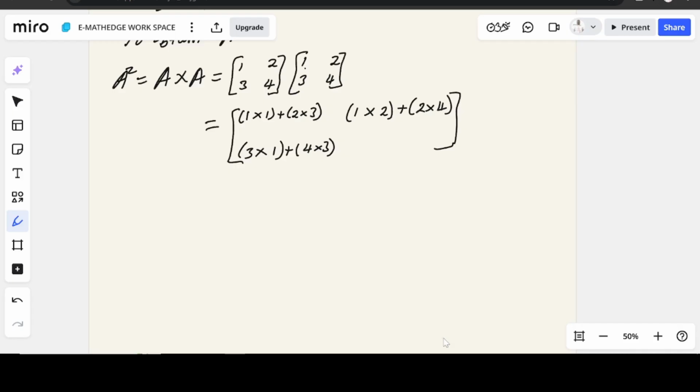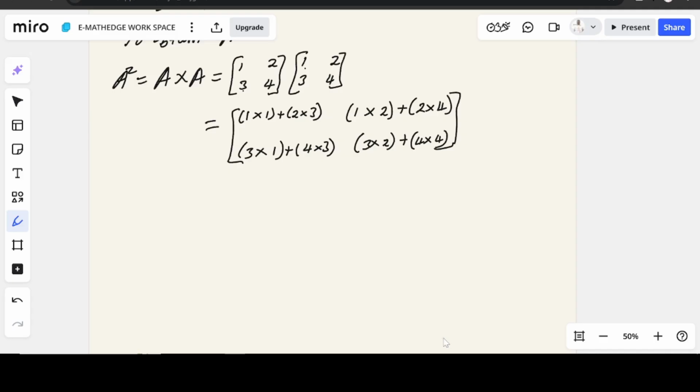The next one is to obtain the element in the second row, second column. For us to achieve that, we pick the elements in the second row of the first matrix, multiply by the elements in the second column of the second matrix. So it's going to give us 3 multiplied by 2 plus 4 multiplied by 4. With this, it will be very easy for us to simplify.